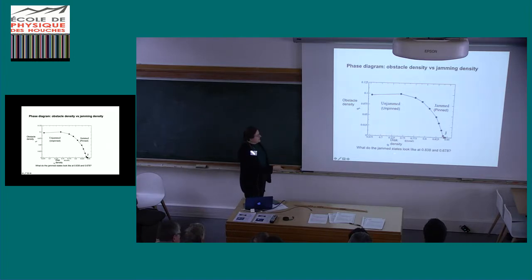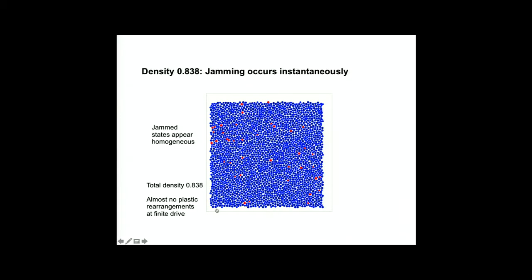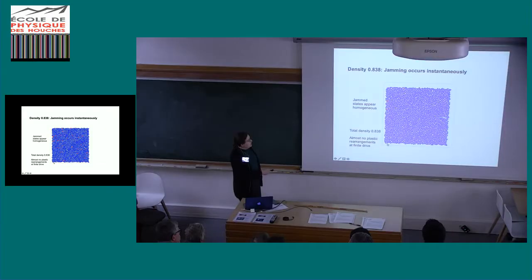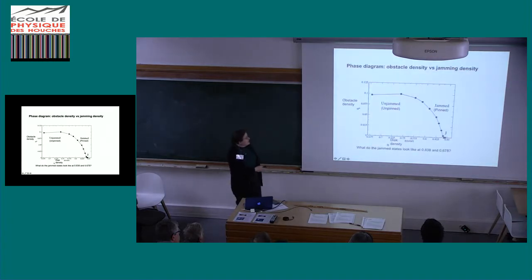So let's take a look at the behavior here close to the jamming point. What we find is, here's our pinned disks. We set up the system, we start pushing the grains, and immediately it doesn't move. So we get an instantaneous jamming, and we also get a homogeneous configuration. You can't tell in which direction I pushed this system. In fact, it doesn't matter. It's jammed in all directions, and there's essentially no plastic rearrangements. Now we can contrast that to what happens here.